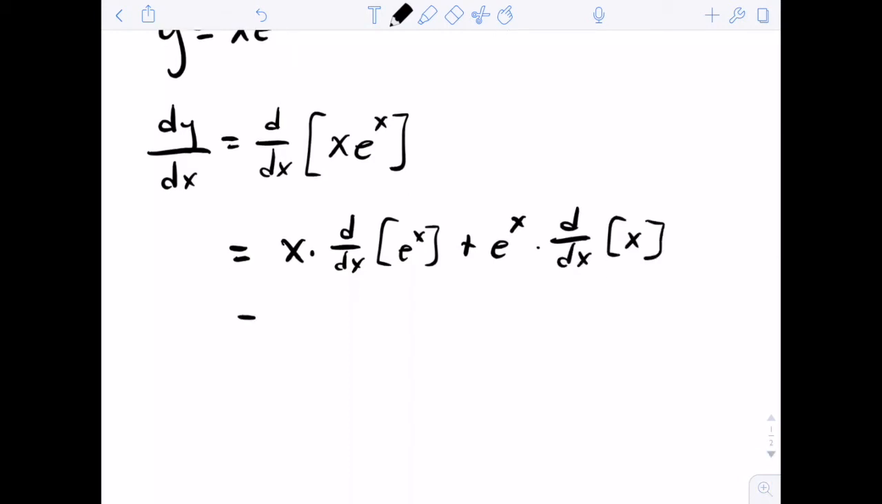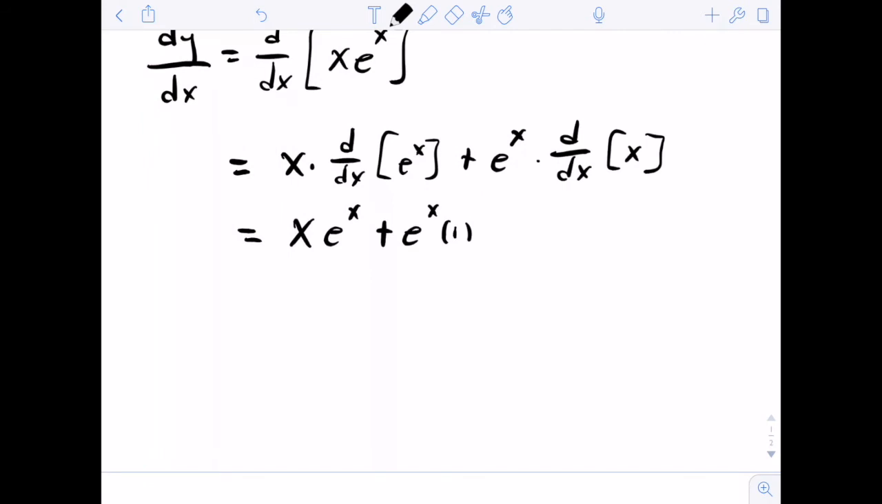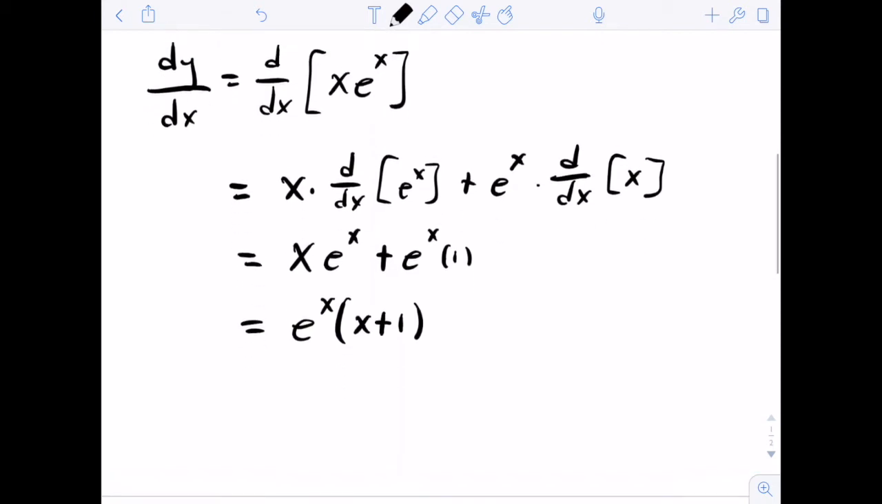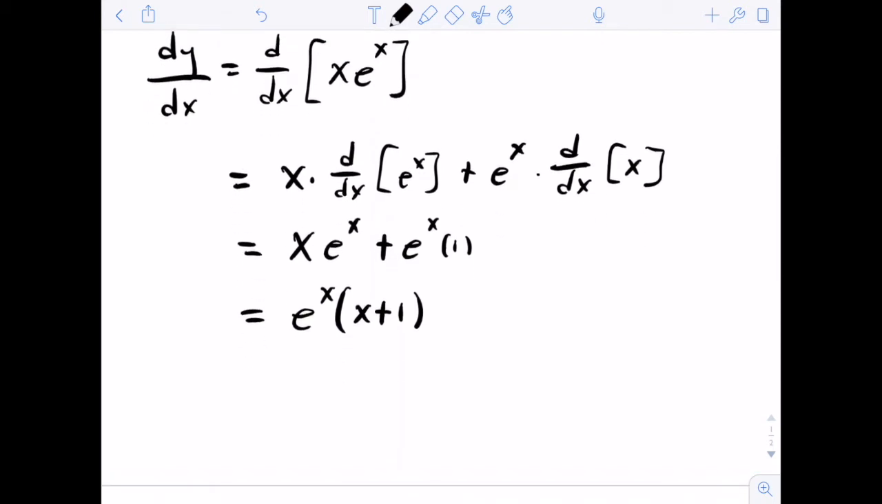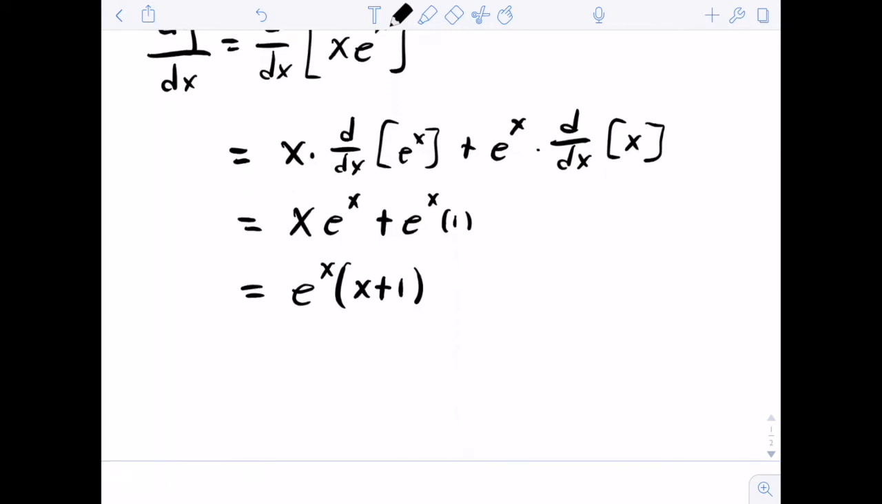We know that the derivative of e to the x is just itself, so we've got x times e to the x, and the derivative of x is just 1, so then we've just got e to the x times 1. There's an e to the x in both terms, so we can factor that out. So we've got e to the x times (x plus 1). That's our derivative. And the slope of the tangent line at the point (0, 0) is given by that derivative evaluated at the point where x equals 0.